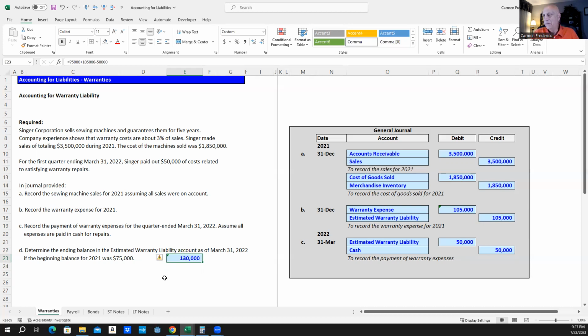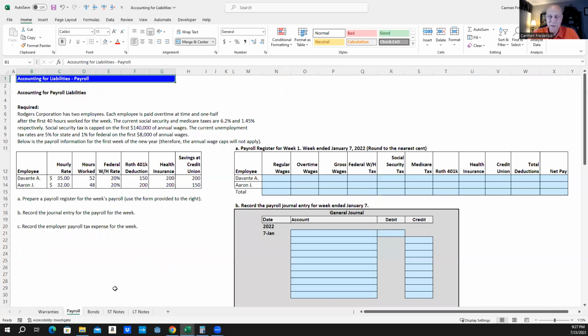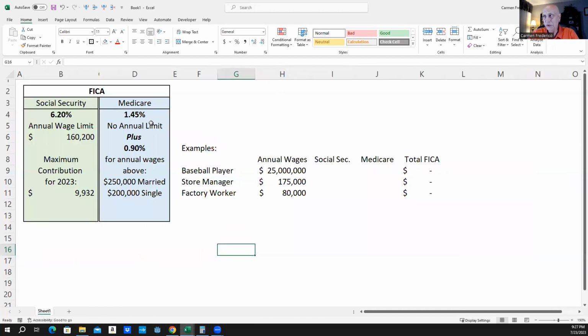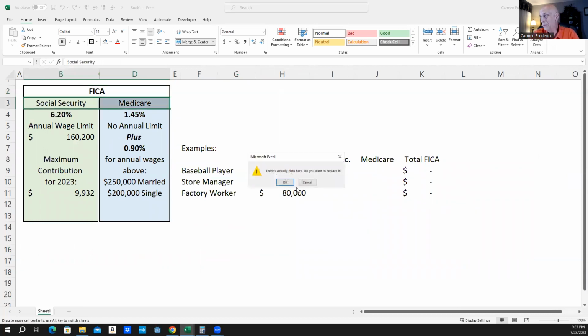All right. The next thing we're going to talk about, another current liability, which is near and dear to everybody if you have a job and you get a paycheck, is payroll. So payroll, we have a demonstration here we're going to go through. Before we do that, there's just one thing I want to talk about with payroll: Social Security, or FICA. FICA is comprised of two parts. You have the Social Security piece and the Medicare piece.